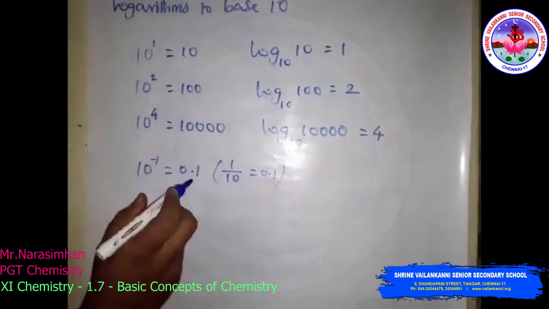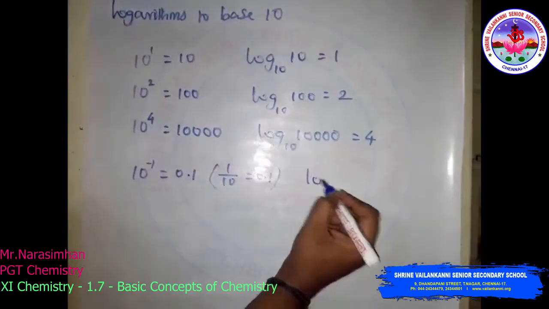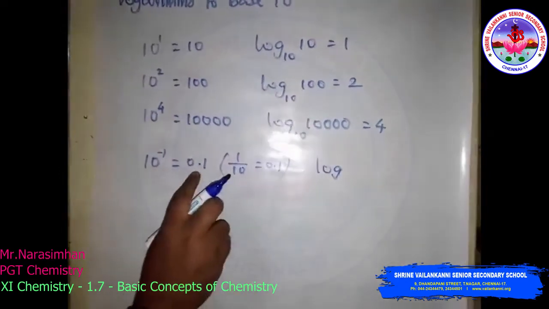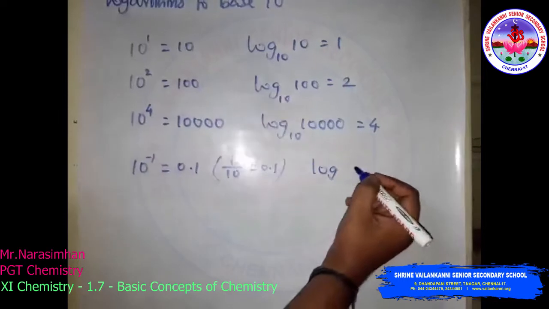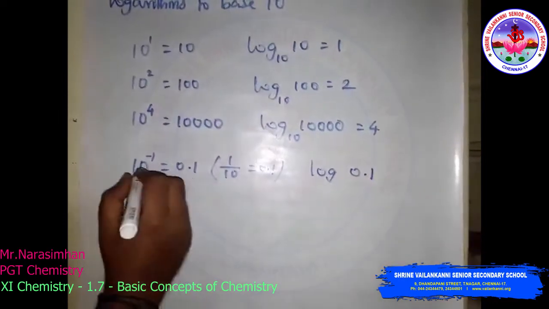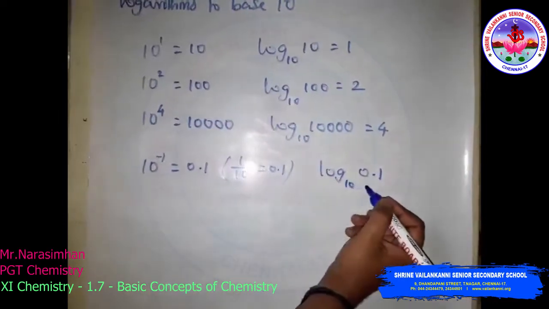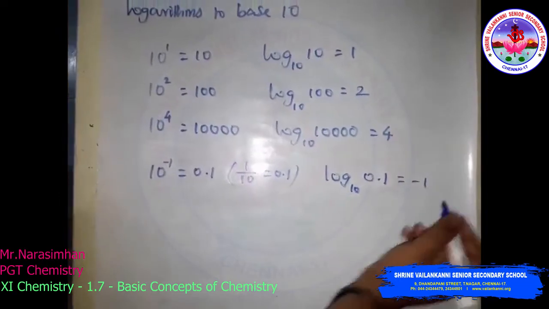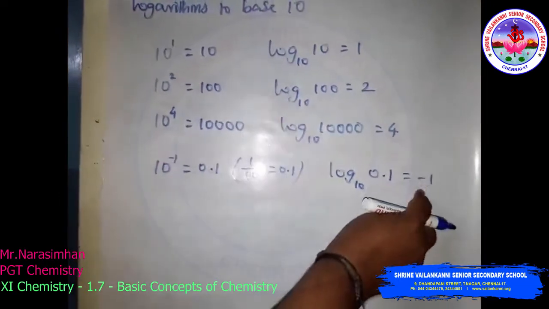How can we write this in the log method? Just write log of 0.1 to the base 10 is equal to minus 1. This minus 1 you have to write like this.